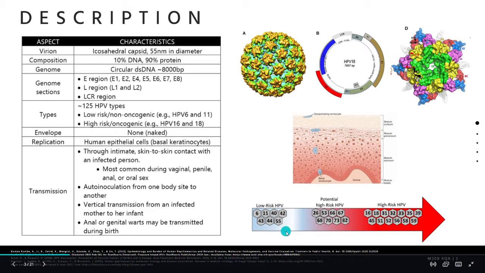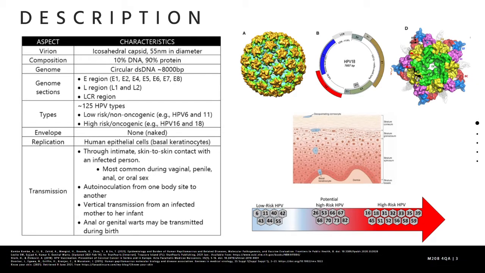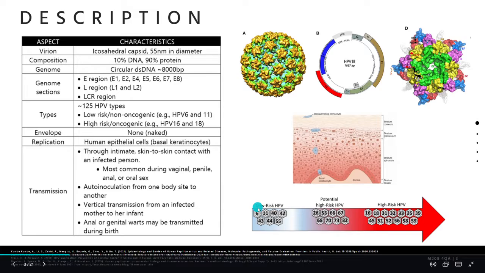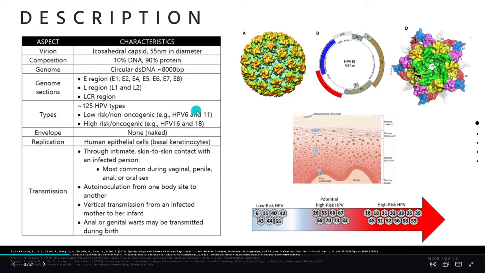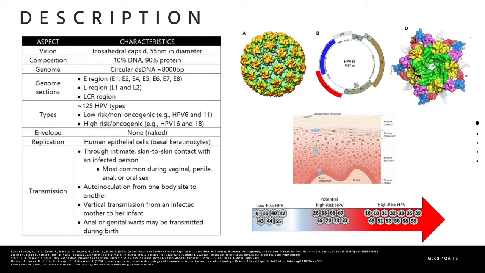There are more than 125 types of HPV, and some of those are considered low risk or non-oncogenic, and some are high risk or oncogenic, and some are potentially high-risk HPV types. So low-risk types like HPV 6 and 11 are associated with genital warts, so they are non-oncogenic. And on the other hand, the high-risk types like HPV 16 and 18 are associated with genital cancers. In fact, these two are the most common high-risk genotypes because they cause approximately 70% of all cervical cancers.